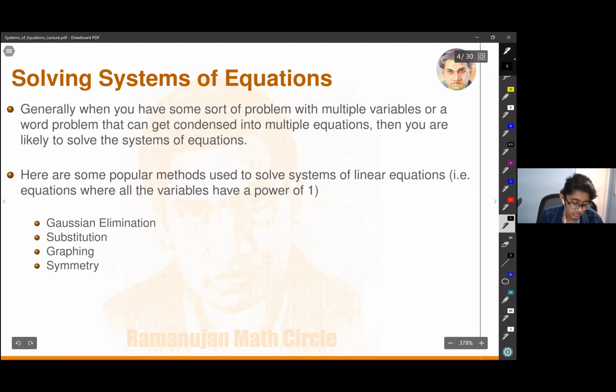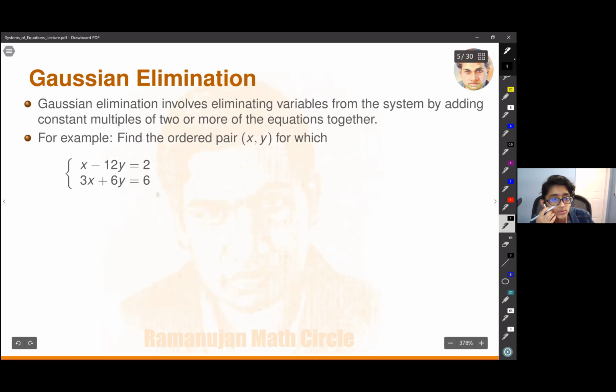So without further ado, let's get into our first method, which is Gaussian elimination, also known as elimination to most people. All right, so Gaussian elimination is when you have variables and you add constant multiples of one equation to the other and solve for the variables. So we'll look at a very basic example that we have over here, which has to do with two equations.